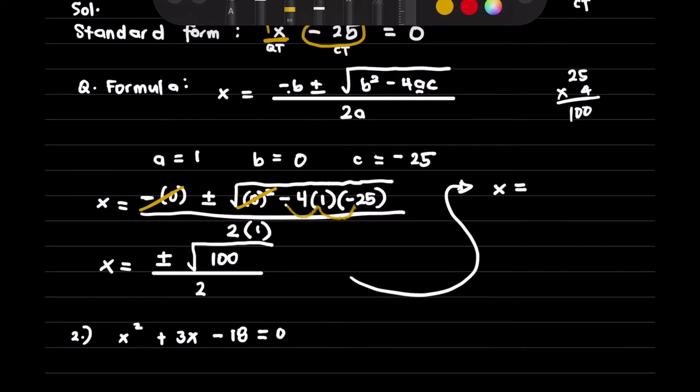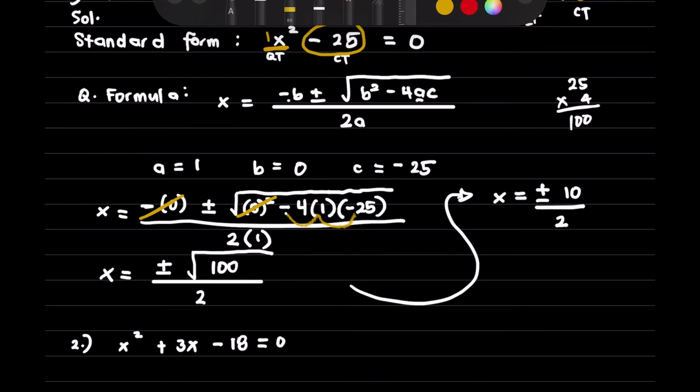X is equal to, simplify natin, positive, negative. What is the square root of 100? So, the square root of 100 is 10. So, the answer here is 10 over 2. Do not forget yung denominator natin. Okay? So, dito niyan, ang gagawin na natin is, dalawa yung sign ng 10 natin. Isa positive at yung isa is negative. So, i-separate natin yon. So, we have x equals yung una, yung positive 10 divided by 2. At yung pangalawa is negative 10 divided by 2.